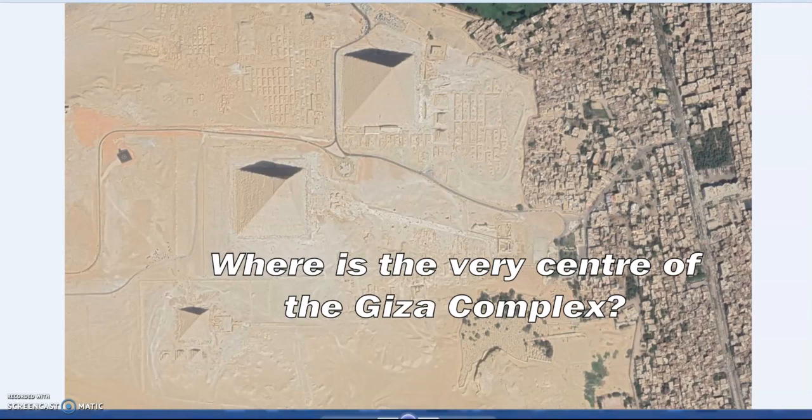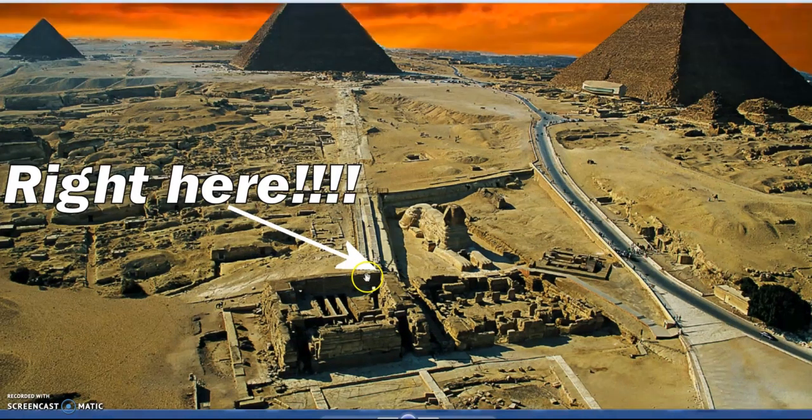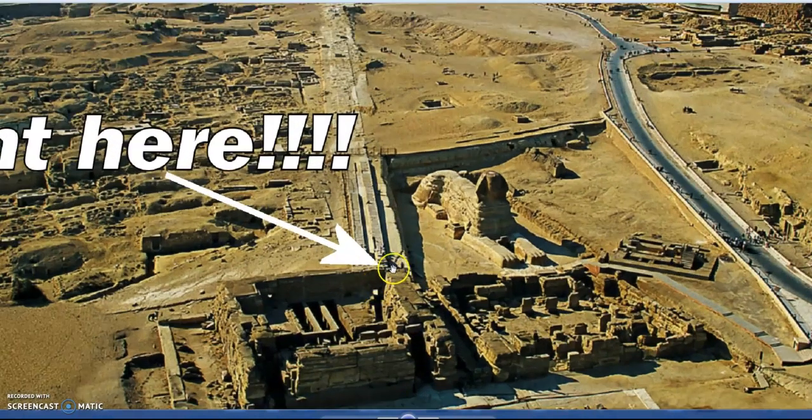And I'm absolutely certain I have identified it, and it is, as we'll see, at the northwest corner of the Khafre Valley Temple. So from where did the designers of the Great Pyramids base their plans, the entire complex, including Causeway's pyramid? It's right here, on the northwest corner of Khafre Valley Temple, right above this doorway.